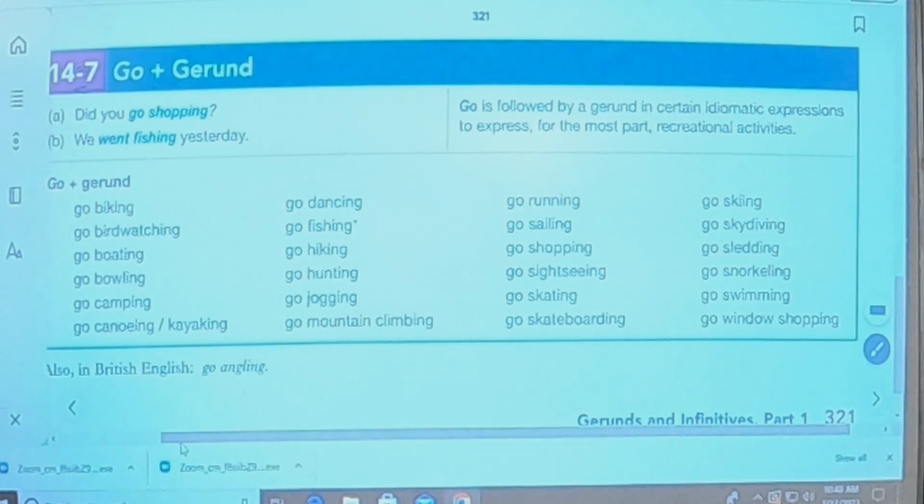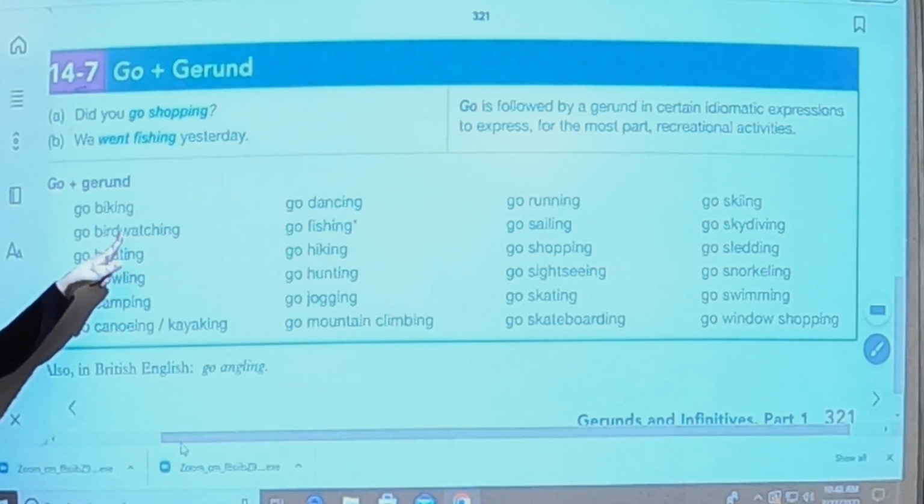It's generally just looking, not buying. Pretend shopping. Okay, so notice there's no "to." It's just go and then ing.